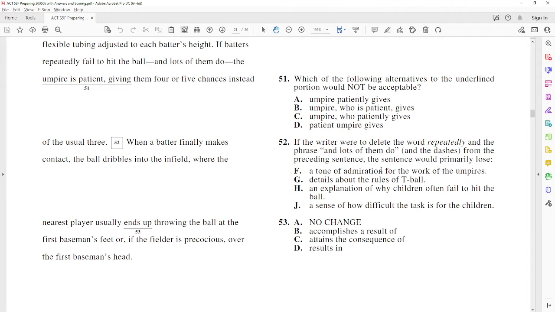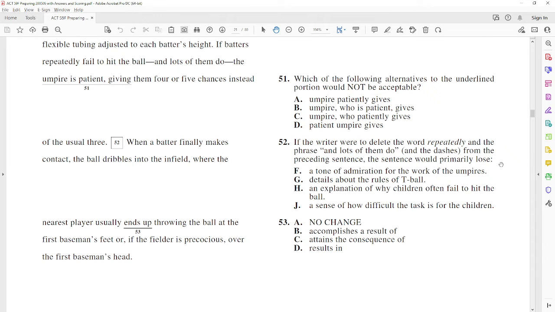A tone of admiration. No, there's no admiration there. It's just like repetition. Details about the rule of T-ball. There's no rules mentioned. An explanation of why children fail. No, it's not why they fail. A sense of how difficult the task is for children. Yeah, if I remove that they repeatedly fail, and I remove the idea that lots of them do, then it might seem like, well, if batters fail to hit the ball, who knows? Maybe they fail one time, or maybe only a few of them fail.